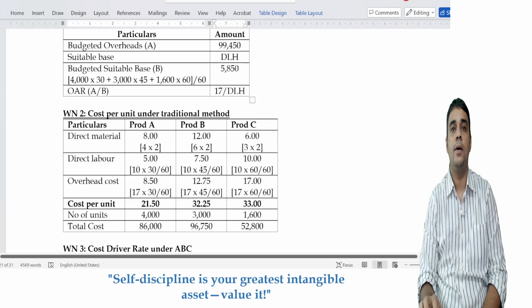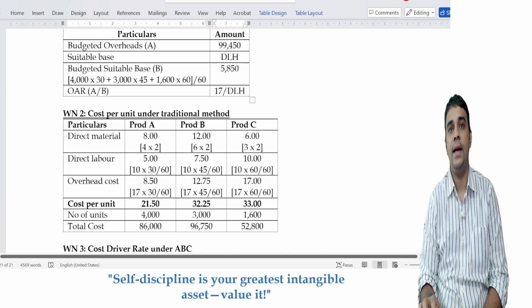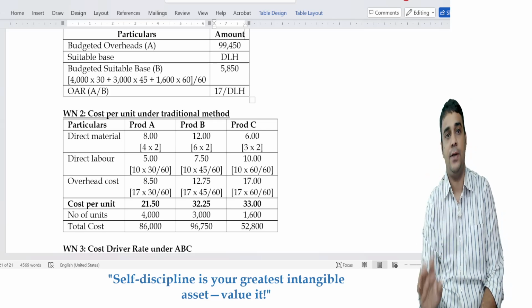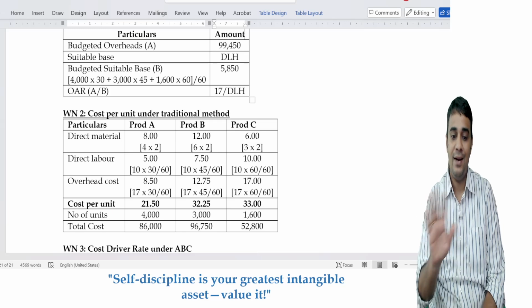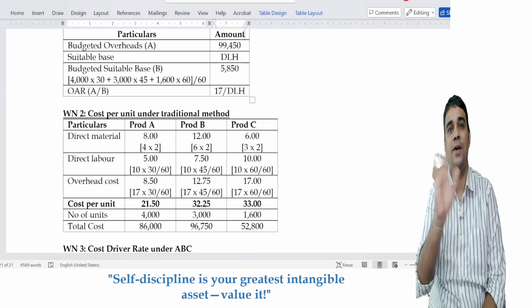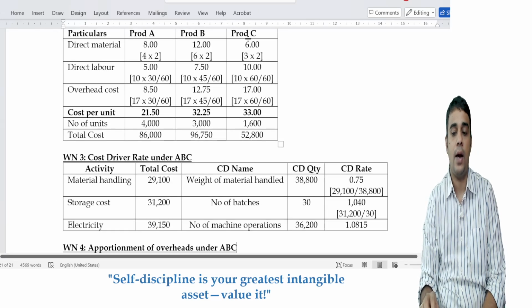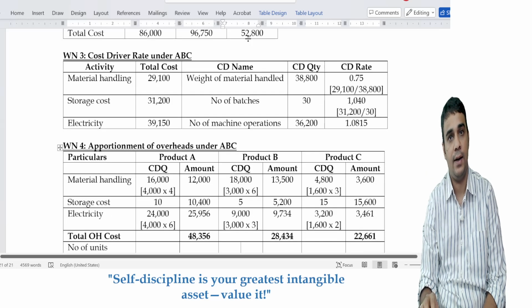Budgeted overhead. That 99,450 we have bifurcated to the three products using three different activities. Traditional method, only one: just divide by labor hours and do it. Here we are doing it more elaborately and ensuring accuracy is better. Any doubts on this?